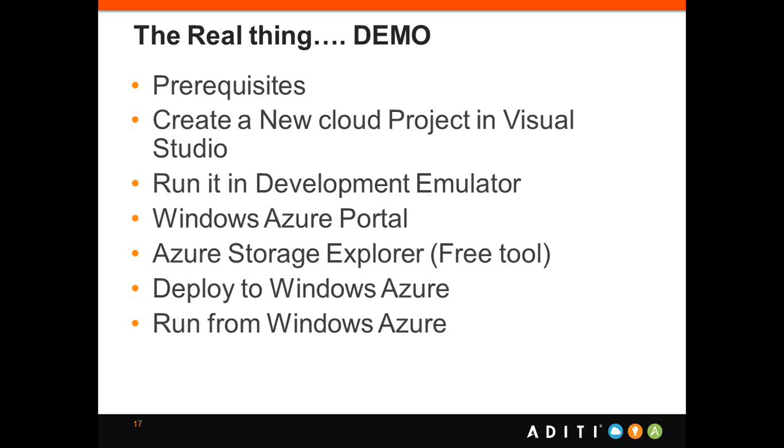We are going to create a new cloud project and run it in the Development Emulator. You can just call it Emulator. It is for emulating the environment of Windows Azure on your local machine. Then we'll get introduced to the Windows Azure portal, which, as I talked about, is for self-servicing your cloud infrastructure. Then we'll see another free tool, Azure Storage Explorer, which can be used to see your table storage contents, blobs or queues from your desktop. Then we'll deploy this application to Windows Azure and run it from Windows Azure.